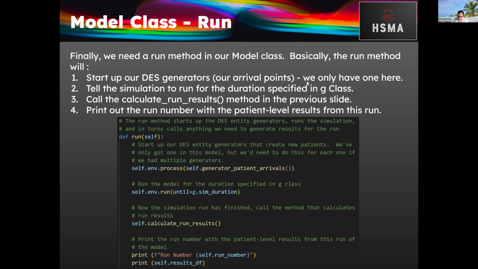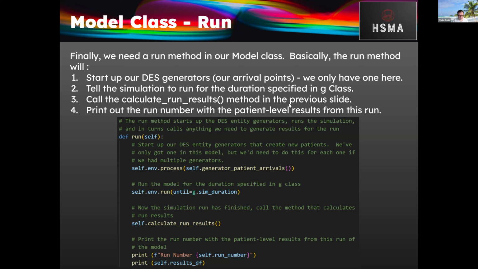Now, we've only got one type of arrival here, but we may have models where we have more than one DES generator, i.e. more than one arrival point, in which case this is where we'd start them all up. Okay, so we use this process method again to start up a generator. Imagine winding one up and you're starting it up. So this starts up the generator. Remember, the generator for patient arrivals in turn starts up the other generator function, which for each patient chucks them down that journey. So this basically says start patients arriving.